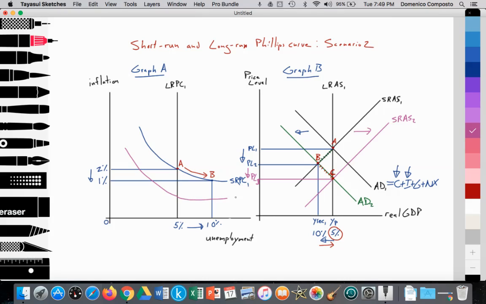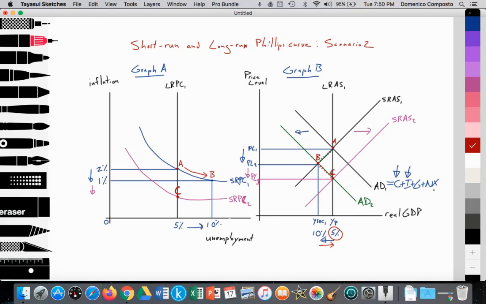from short run Phillips curve 1, SRPC1, to SRPC2. Why? Well, remember that we have a fall in the price level, so we have to illustrate that. There has to be continued fall in the price level, but we go back to full employment at 5%. So we're going from point A to point B, and then it jumps down to point C.